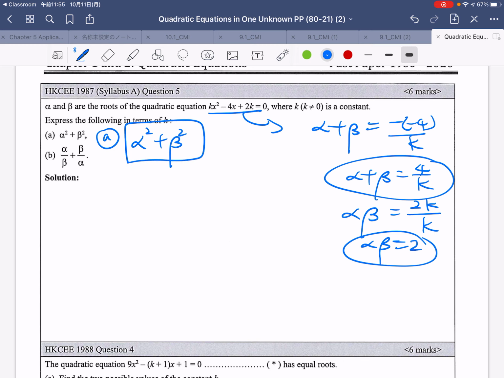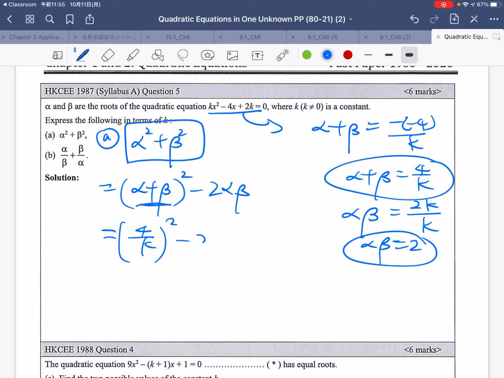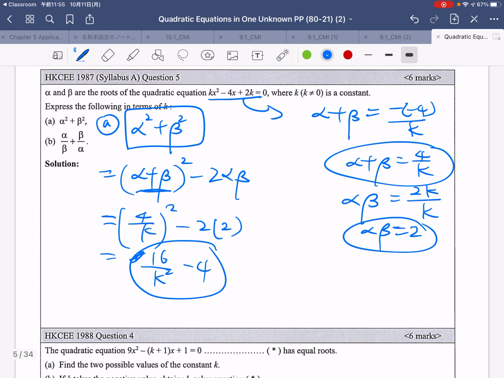For this one, I have told you to memorize this. Alpha squared plus beta squared equals alpha plus beta all squared minus 2 alpha beta. And this is 4 over k all squared minus 2 times 2. So 16 over k squared minus 4. This is the answer.